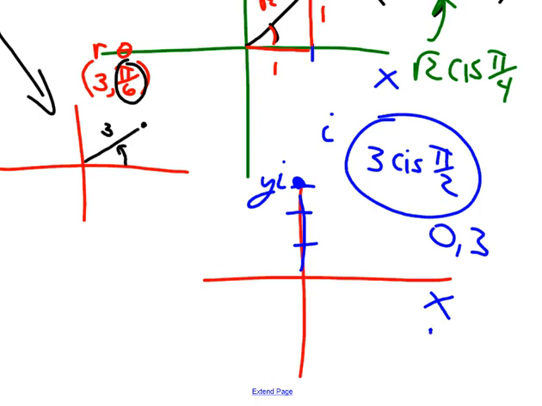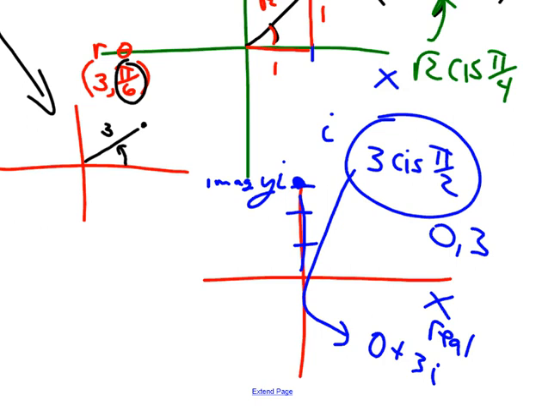0 of the real part. Remember, you might want to even put real here and imaginary here, just to remind yourself, you have 0 reals and 3 of the imaginary. Do you get this was really 0 plus 3i? I just converted 3 cis pi over 2 and tried to show you how it was 0 plus 3i.